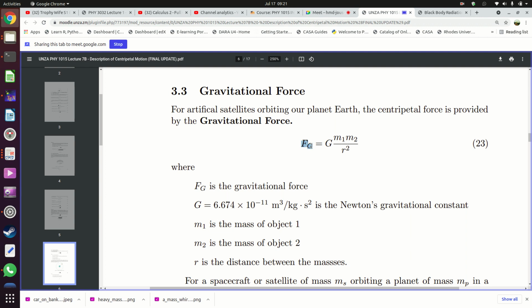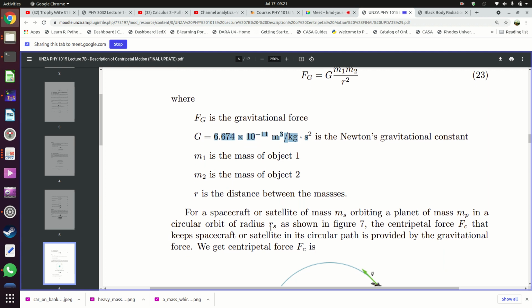The force of gravity, or the gravitational force, is equal to G, then the product of the masses involved in this attraction, divided by the distance of these particular objects from their centers, where Fg is the gravitational force, G is what's called the gravitational constant, or Newton's gravitational constant, m1 is the mass of the first object, m2 is the mass of the second object, then r is the distance between the two masses.